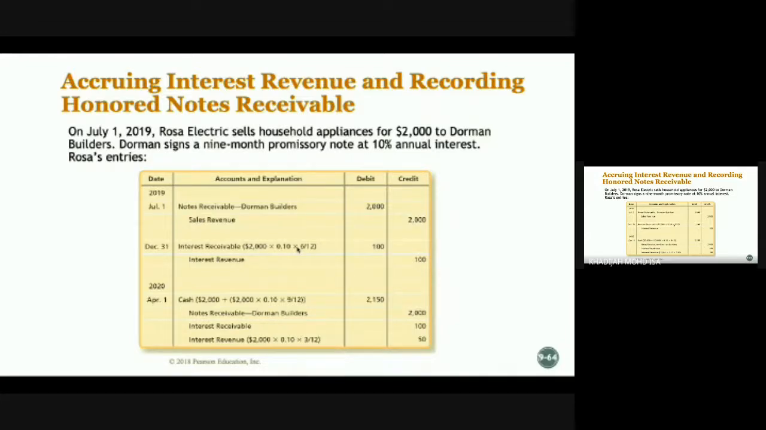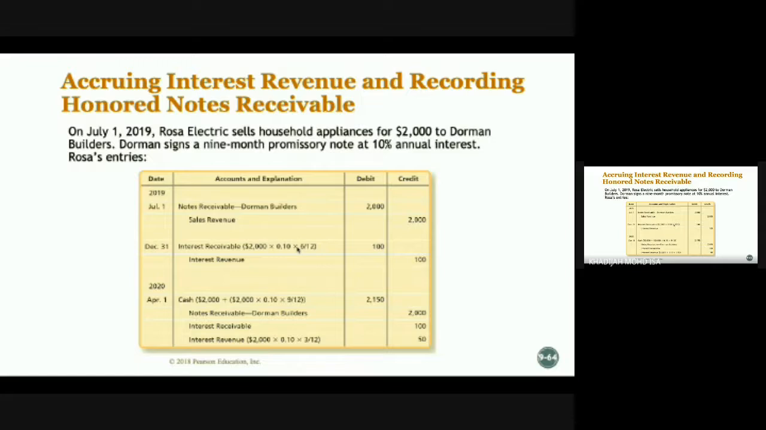Right, so the first one is number 1. On July 1st, you record the notes receivable and then recognize the sales. On December 31st, you recognize the interest receivable for the period of 6 months, July until December, and then you recognize your interest revenue.